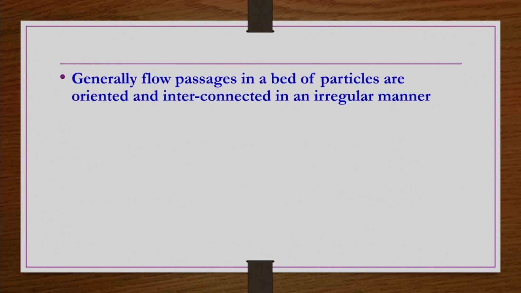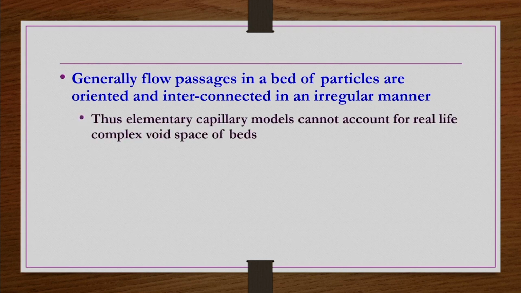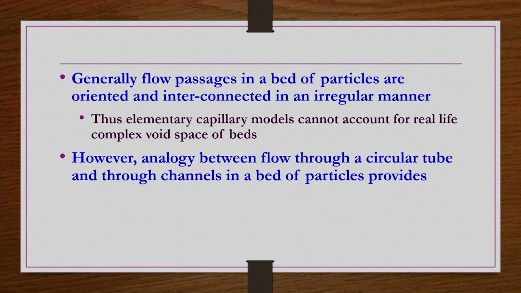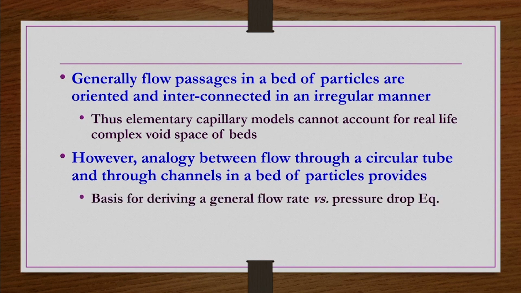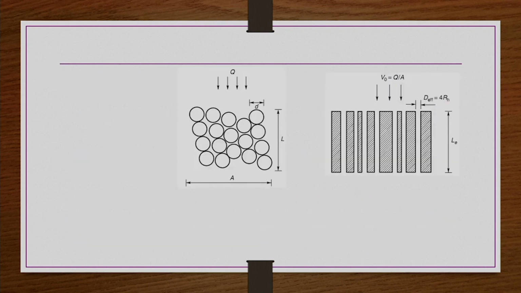So, generally flow passages in a bed of particles are oriented or interconnected in an irregular manner, that we know. Thus, elementary capillary models cannot account for real life complex void space of the beds in general. However, analogy between flow through circular tube and through channels in a bed of particles provides basis for deriving general flow rate versus pressure drop equations. So, that we are going to do now here.